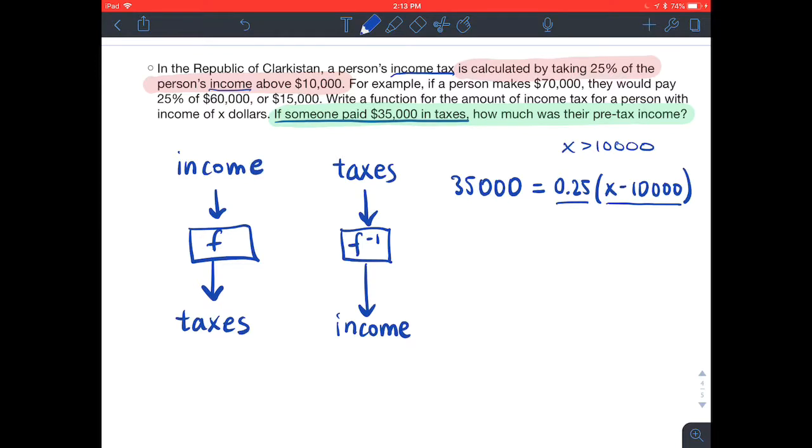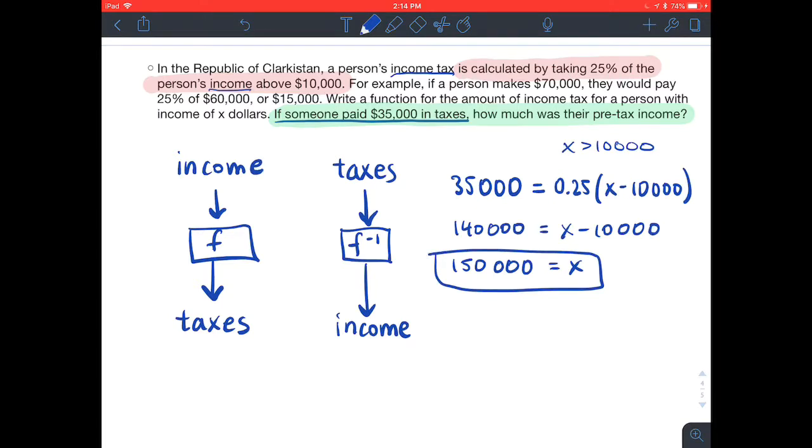Now, if you solve this expression for x, we could do it. You multiply both sides by 4, which is the same as dividing both sides by 0.25. So you would get 140,000 equals x minus 10,000. Add 10,000 to both sides, and you would get 150,000 equals x. So you've just found the answer to this question without really even using inverse functions.